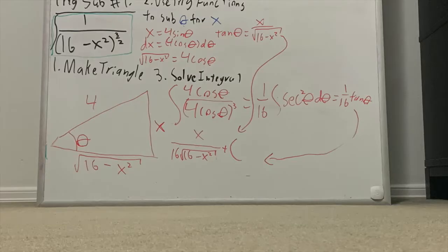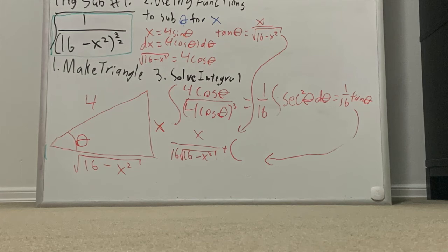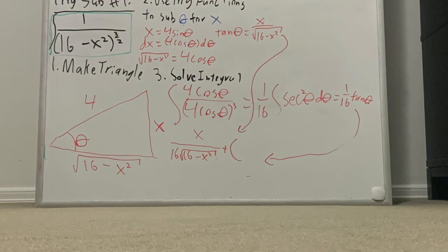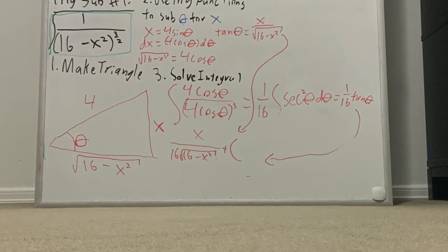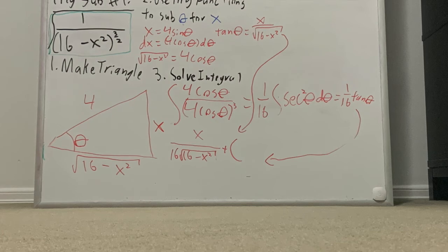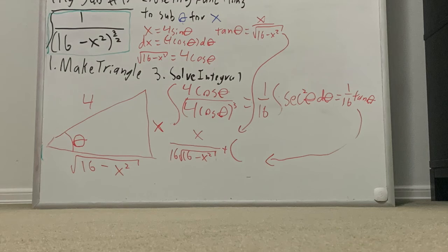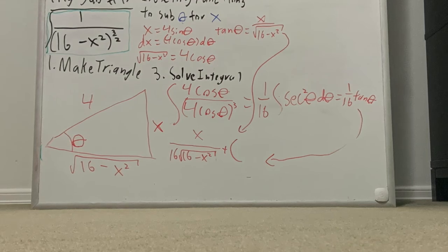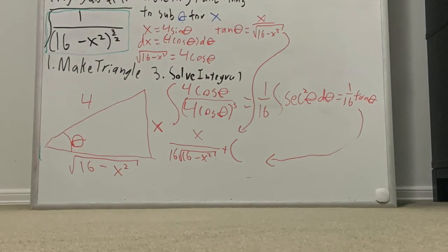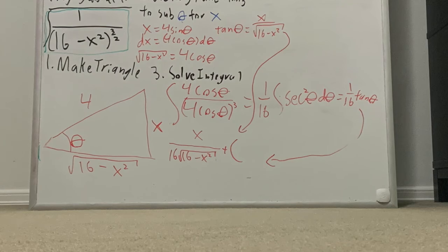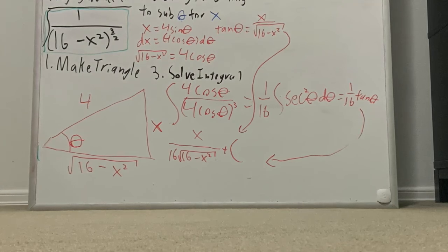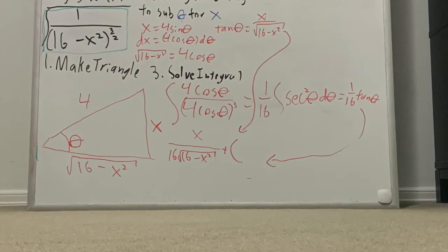Okay, the fifth and final example problem is a trig sub problem. So for this trig sub problem, it's an integral with no bounds of 1 over 16 minus x squared to the power of 3/2. Now 3/2 looks scary, but it really makes no difference at the end of the day. So the first step is you want to make your triangle with x on the opposite side of theta, because that ends up helping you towards the end. 4 is your hypotenuse, and your adjacent leg is square root of 16 minus x squared.